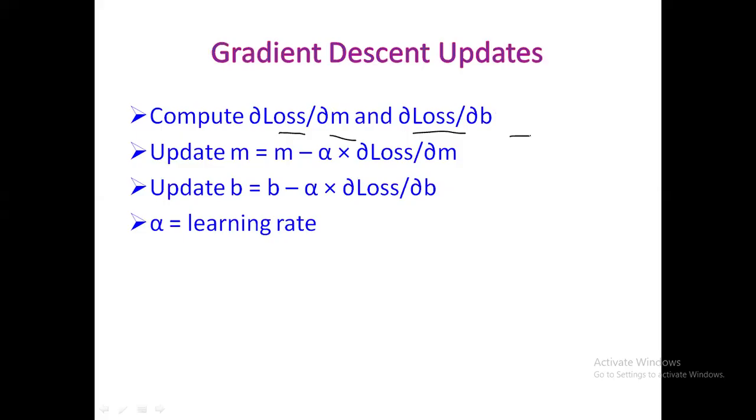These parameters are then updated in the opposite direction using the formula m is equal to m minus alpha into dou loss by dou m, and b is equal to b minus alpha into dou loss by dou b, where alpha is the learning rate. Repeating these updates gradually brings the model to a minimum loss. We have to keep on updating these values till we get the nearest actual value.